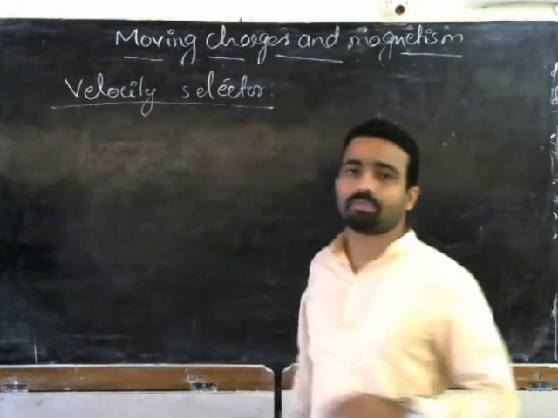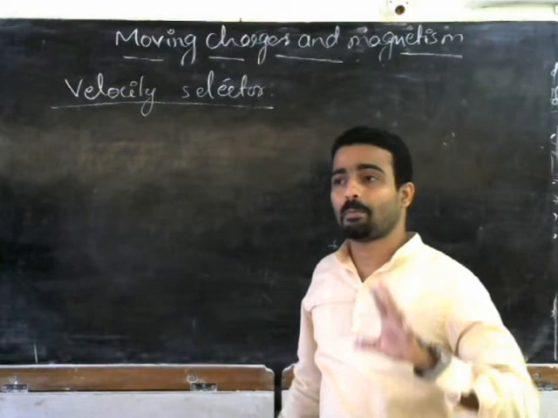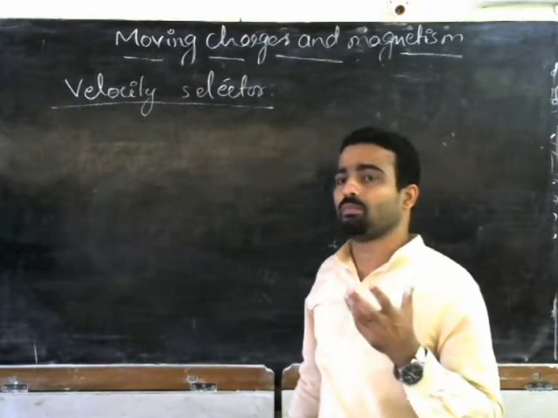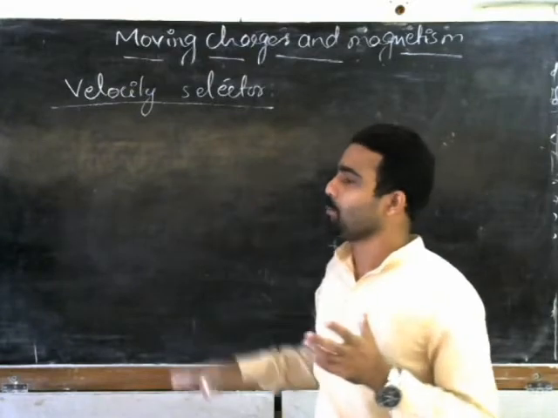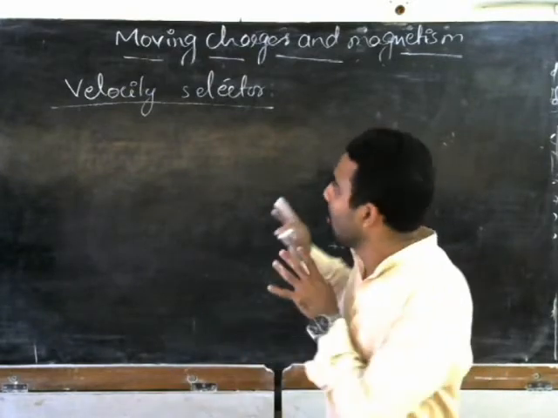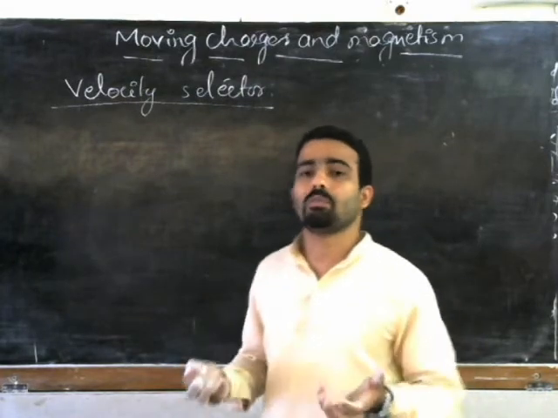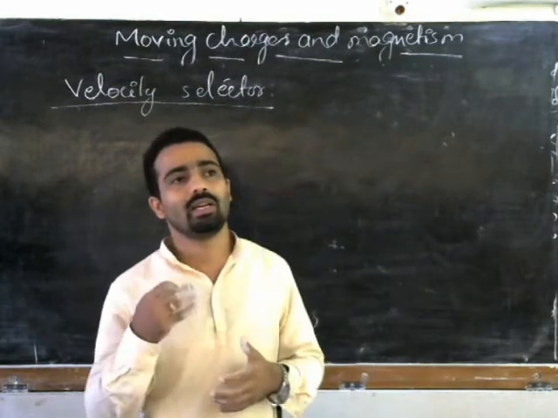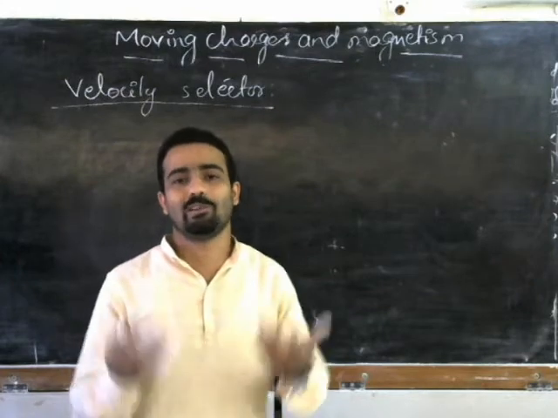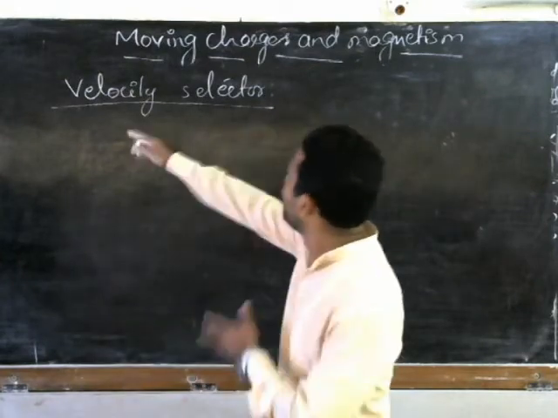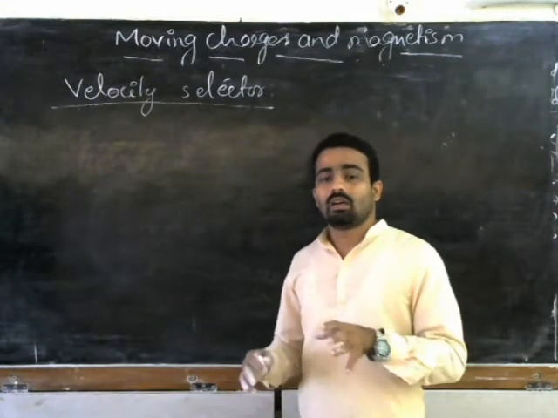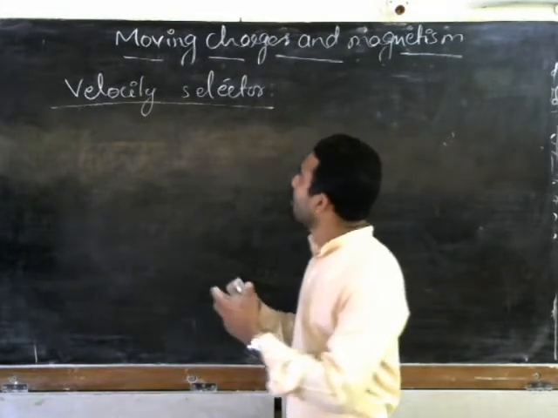Velocity selector. In physics, if you just look at the name of that concept, you can get an idea about that concept, because the name is itself the face of that concept. Here it is a velocity selector. That means it will select the velocity.